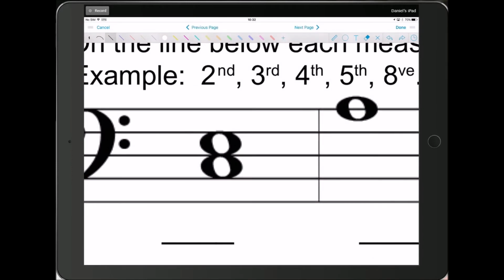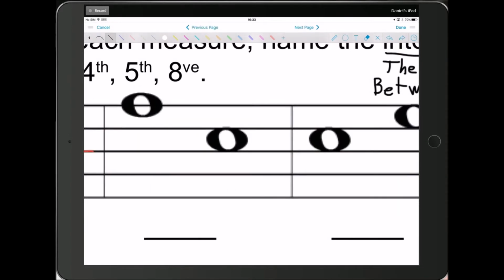When we're trying to figure out the interval of the two notes, we have to count the notes themselves and the lines and spaces in between. So, in this one, we have a space here, and we have a space here. But if you notice, that's not all. We have a line in between those two spaces. So we have to count 1, 2, 3. Space, line, space. So that is a third.